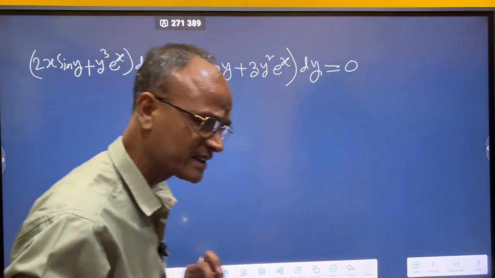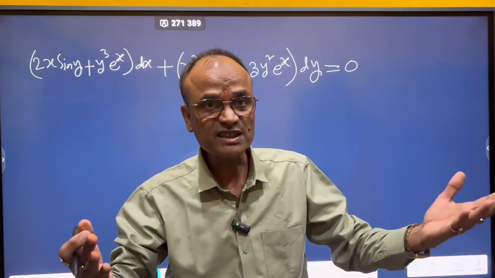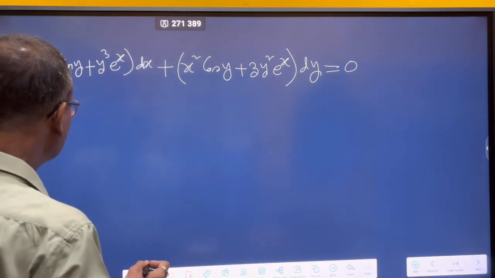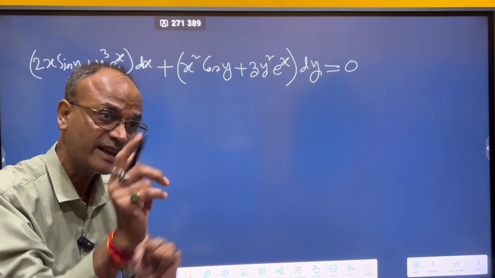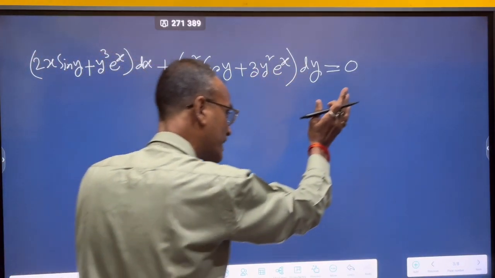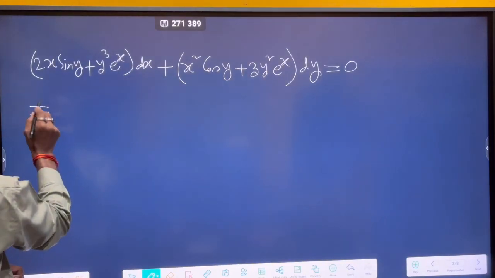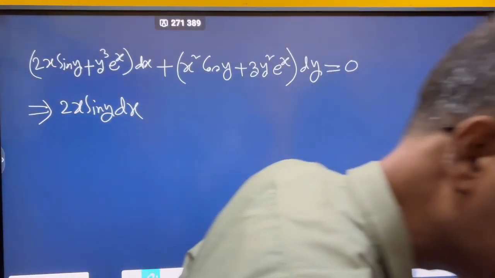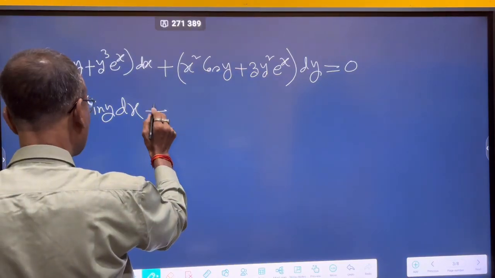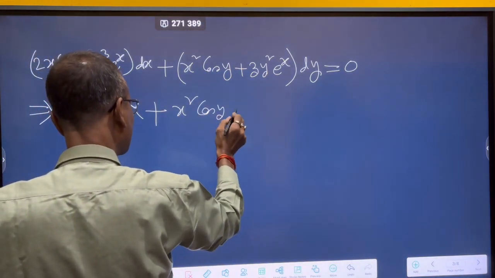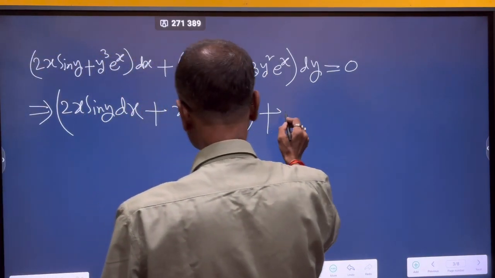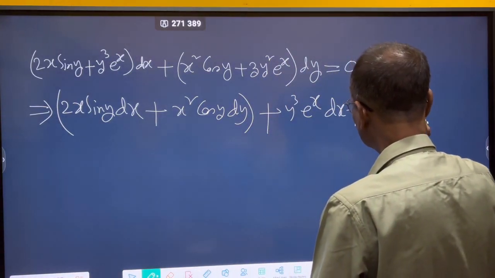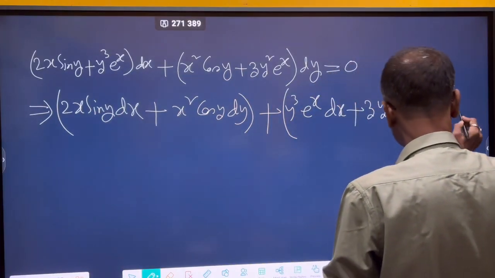Since the equation is exact, therefore, it can be expressed in the form du equal to 0. Means these terms can be expressed in the form d of some function of x and y equal to 0. Therefore, you may write here 2x sin y dx plus x square cos y dy plus y cube e to the power x dx plus 3y square e to the power x dy equal to 0.